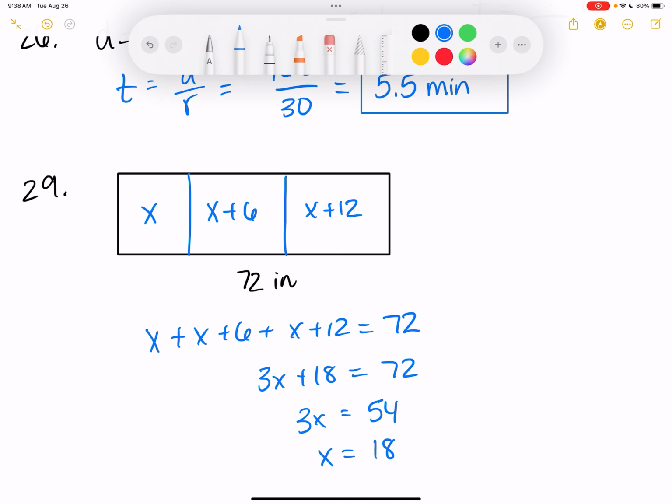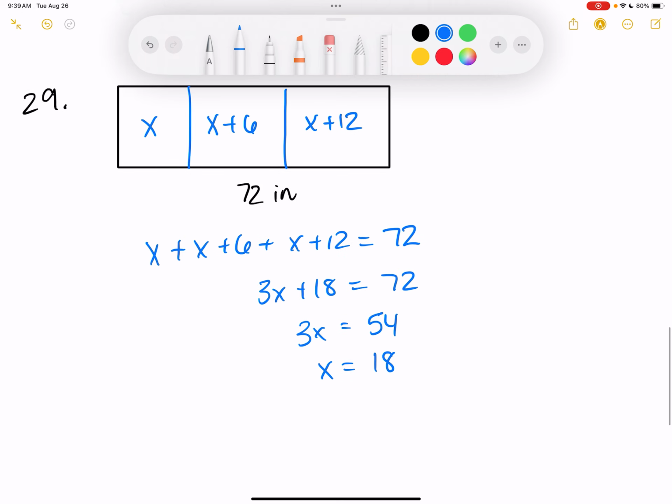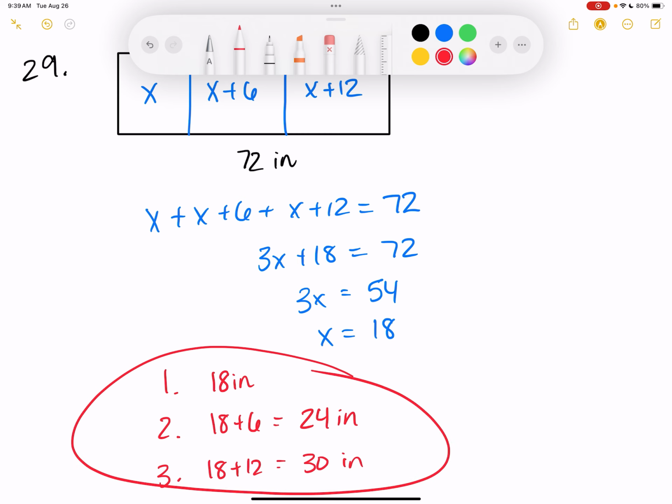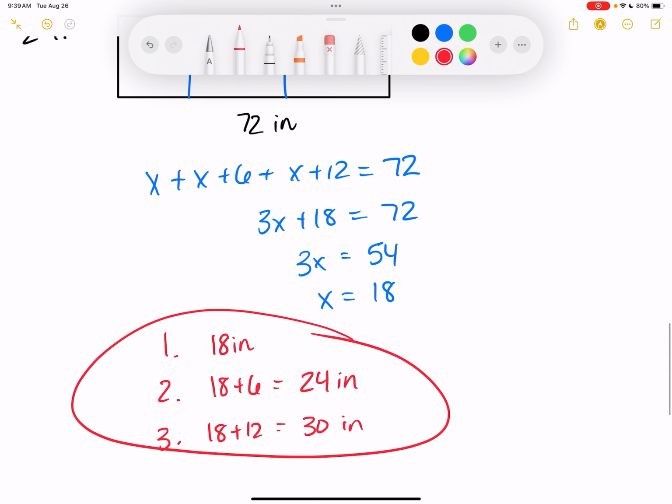Now, we're not done with this question. They didn't just want us to find x. They want us to tell what the length of each piece is. So piece 1 is 18 inches, because it's just x. Piece 2 is 18 plus 6, or 24 inches. Piece 3 is 18 plus 12, or 30 inches. So this is what they ultimately wanted you to find, what each piece's length was.